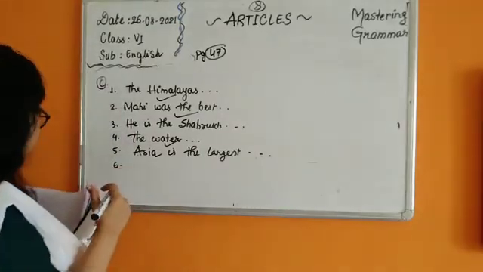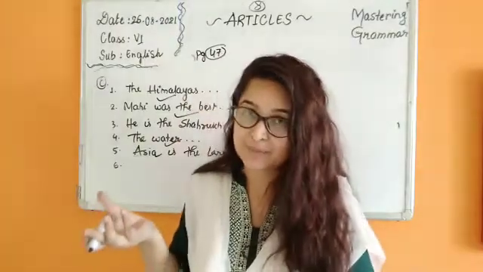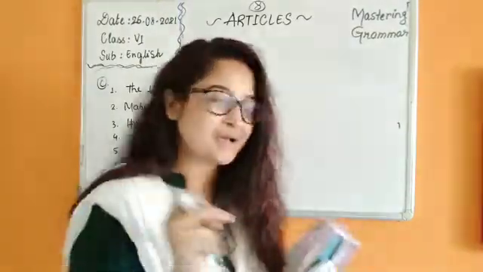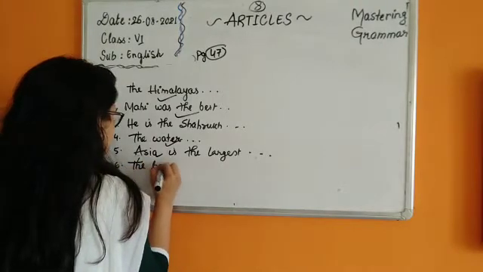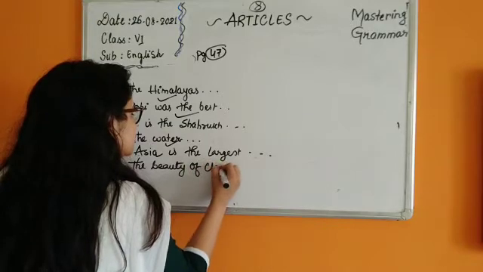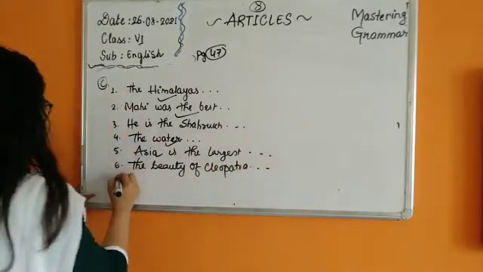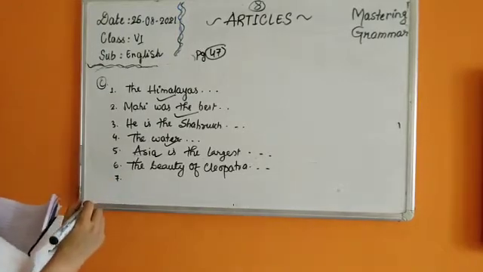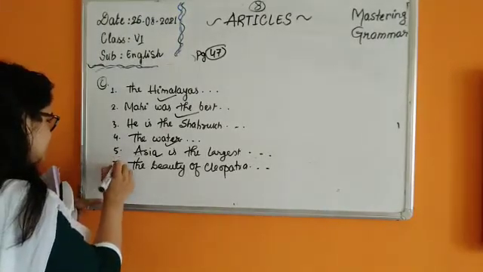Number 6. Beauty of Cleopatra is well known. So children, we are specifying the beauty of Cleopatra. So here the second sentence will be correct. The beauty of Cleopatra, because we are talking about particular beauty of Cleopatra, okay? Number 7. Okay, we are done with 7. This was number 7, children. Please make the necessary changes.